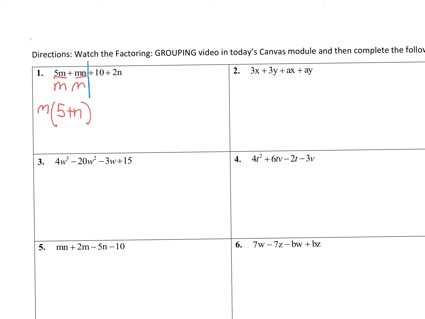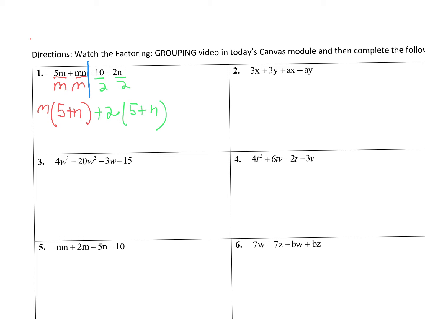Then we take and look at our second group and figure out the GCF there. The GCF there is 2, a positive 2. And then we divide a 2 out of both of these terms.